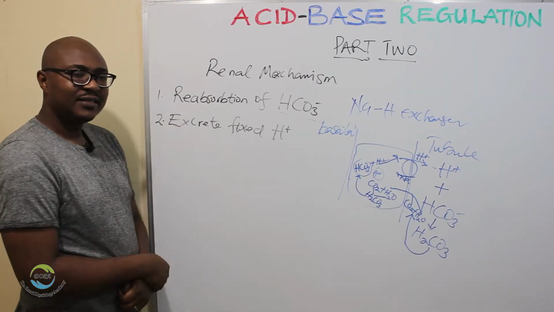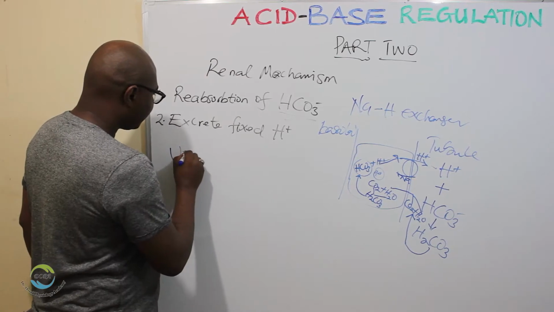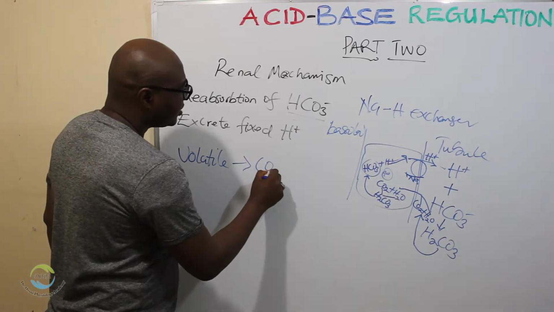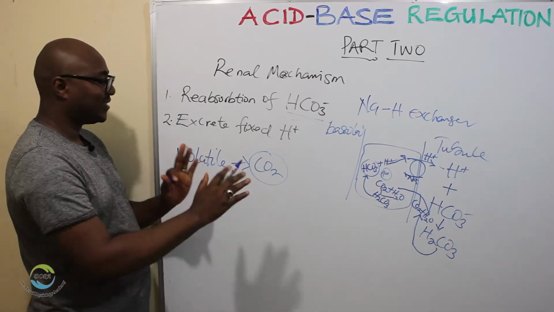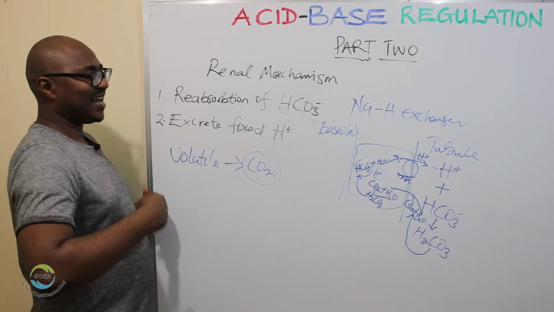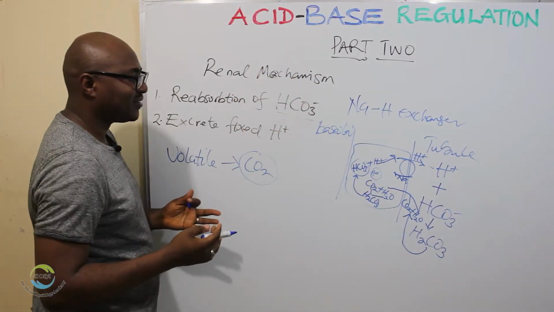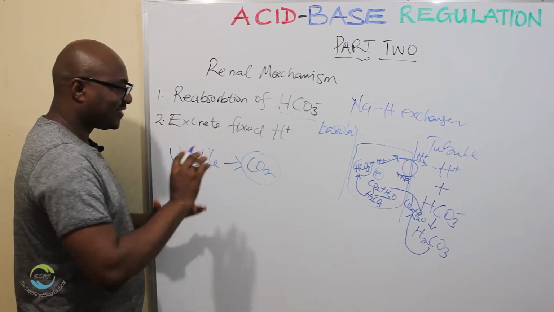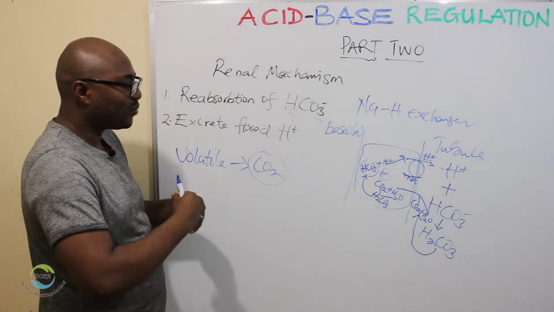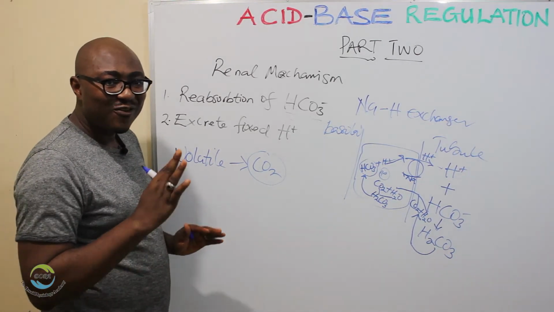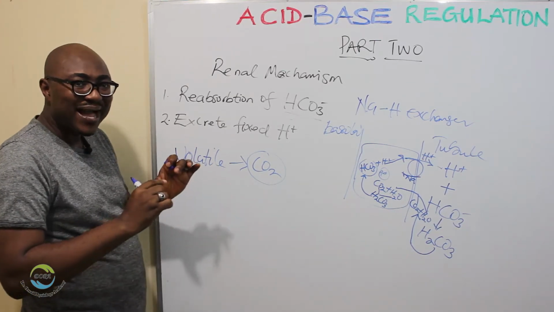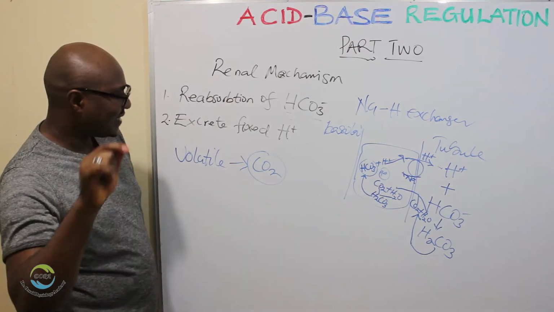The next one is excrete fixed hydrogen ion or acid. What do we mean by fixed? Now we have a volatile acid as represented by CO2. Remember, whenever CO2 increases, acidity increases. But this is volatile in the sense that it can easily be expired through the respiratory system. But fixed acid cannot be expired. Those kinds of acid are acids that are produced from catabolism of proteins. You know, proteins are made up of what? The smallest unit is amino acid.